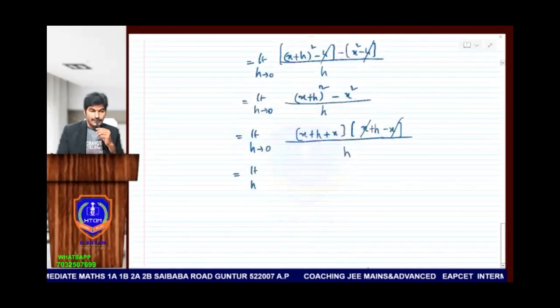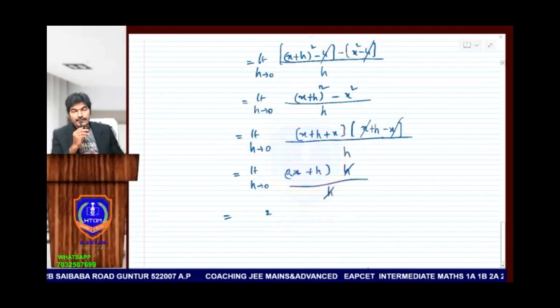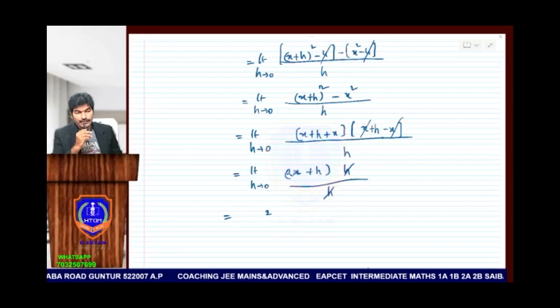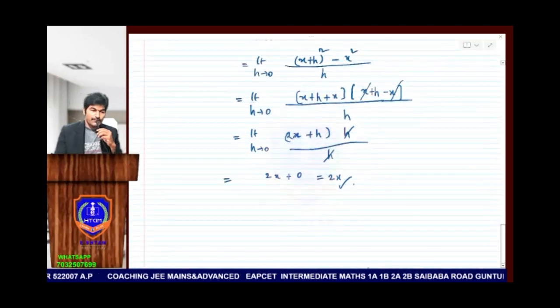So in the second bracket, what is left we should mention. And here x plus x is 2x plus h, and one more h. So this h got cancelled. Now after cancellation of the denominator, we will substitute the h value as 0 in the function. So 2 into (x plus 0), that means it's just 2x. So this is the derivative of f of x.